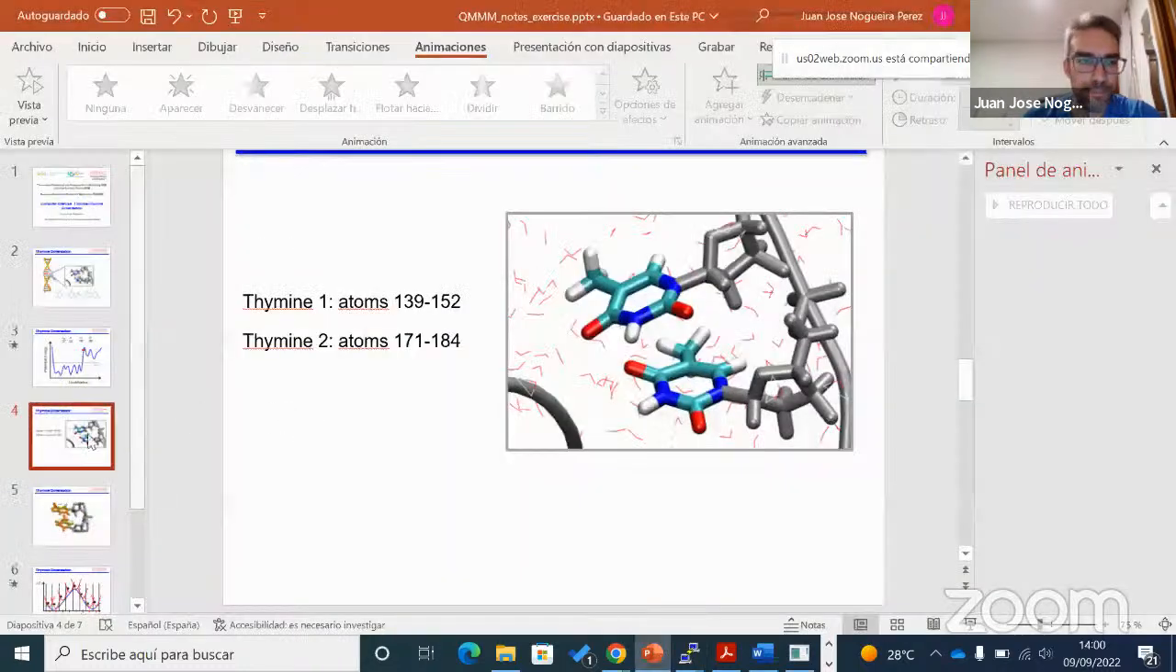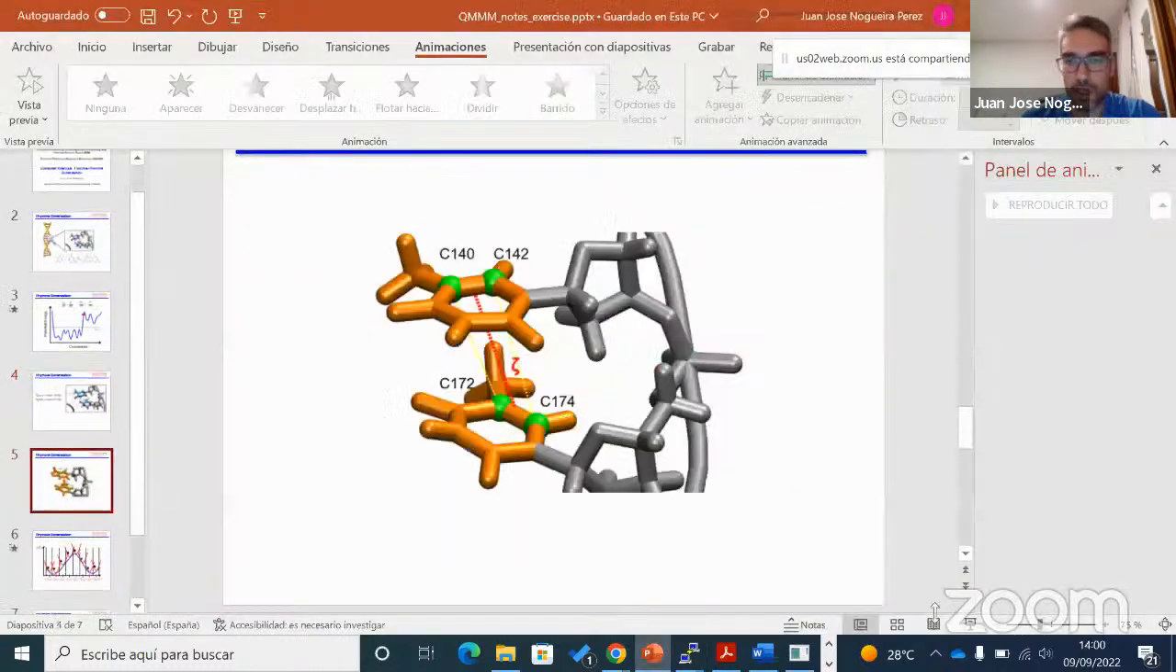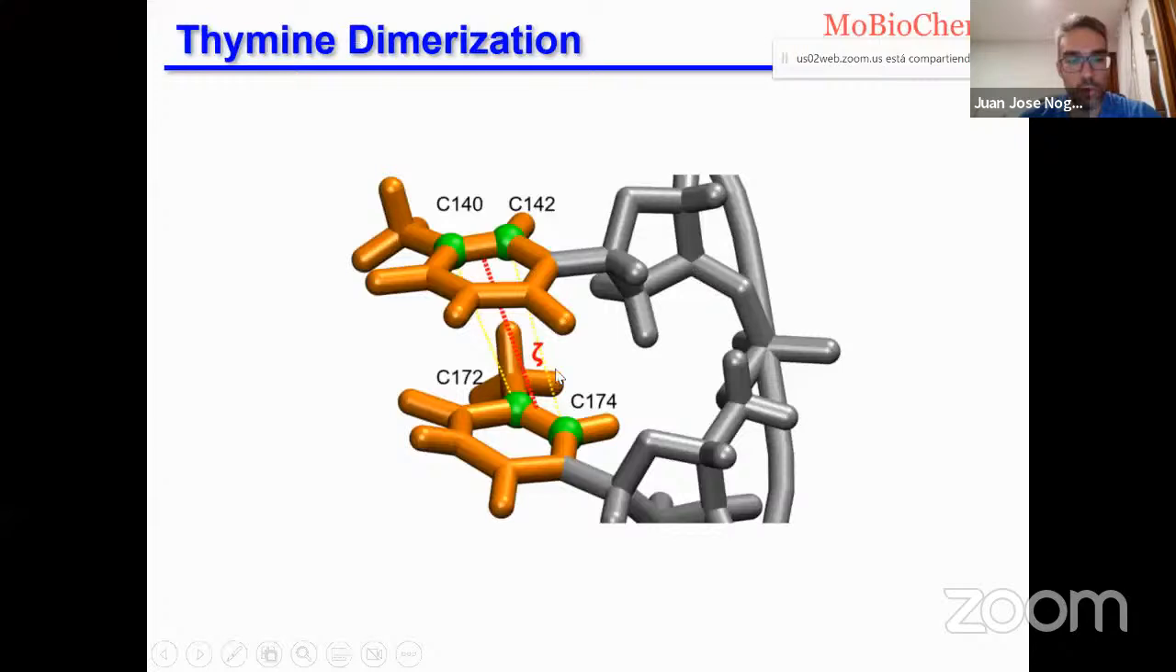So remember, we want to study this reaction. Here, these two carbons of one thymine will react with these two carbons of the neighboring thymine, and then we are going to form here a four-member ring, a cyclobutane, right? Okay, this reaction, as I said, in the ground state is very slow, right? Because the energy barrier is very high.